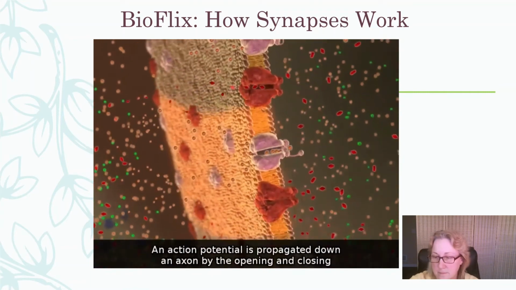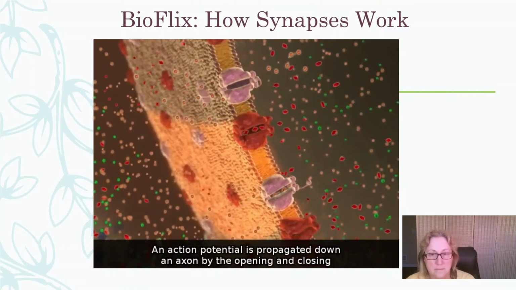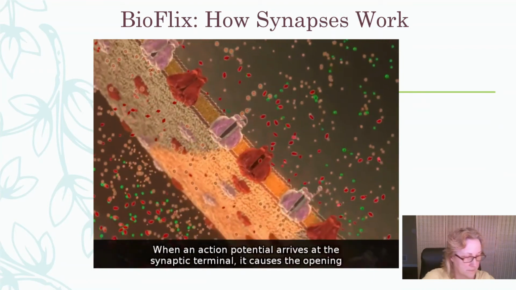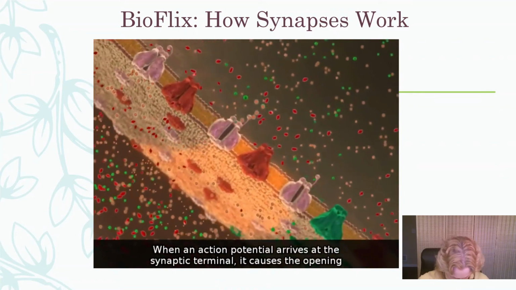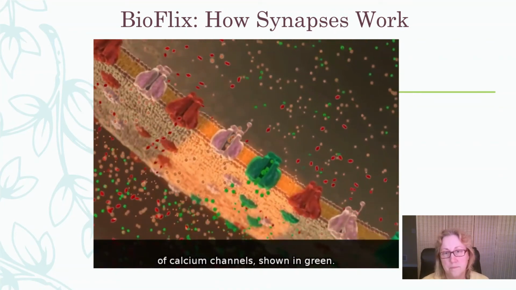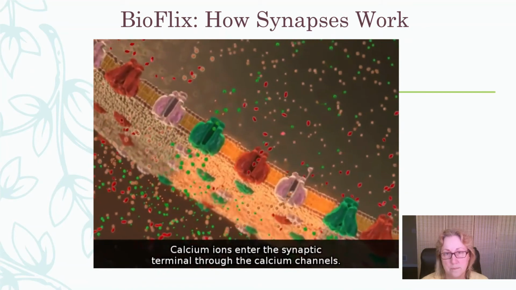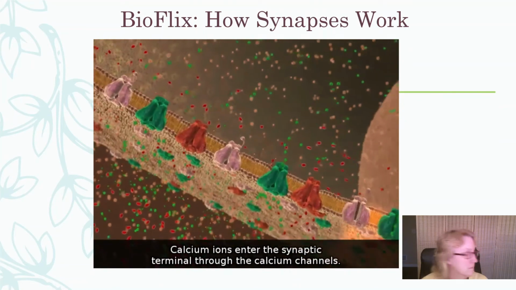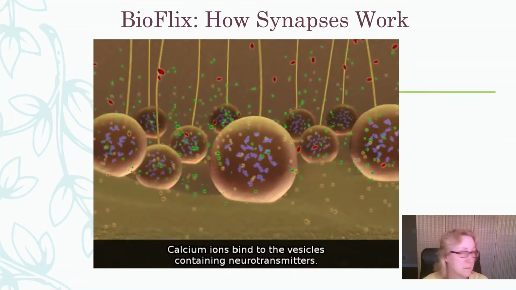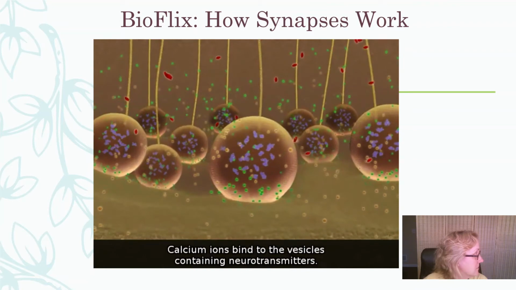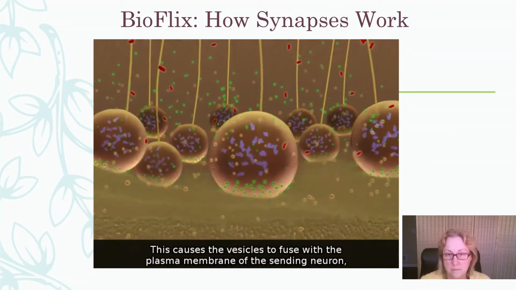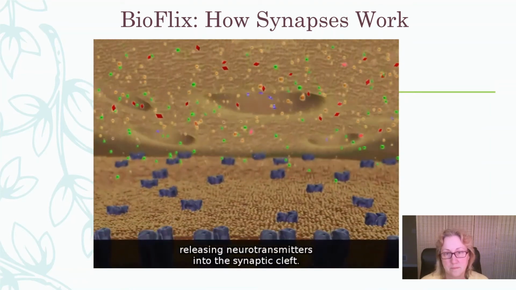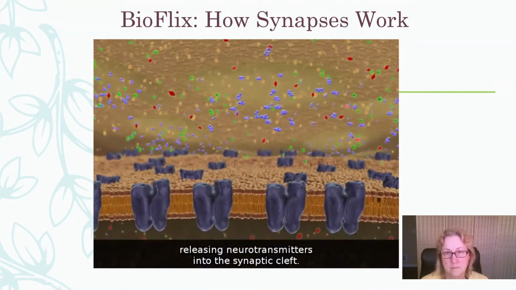An action potential is propagated down an axon by the opening and closing of sodium and potassium channels. When an action potential arrives at the synaptic terminal, it causes the opening of calcium channels, shown in green. Calcium ions enter the synaptic terminal through the calcium channels. Calcium ions bind to the vesicles containing neurotransmitters. This causes the vesicles to fuse with the plasma membrane of the sending neuron, releasing neurotransmitters into the synaptic cleft.